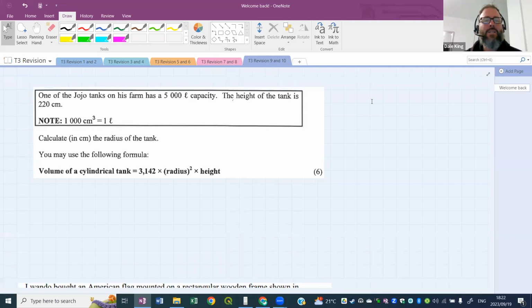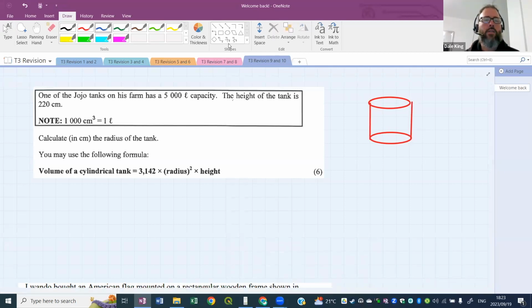Calculate in centimeters the radius of the tank. You may use the following formula. Now, let's do this. All right, let's draw us a little tank. So we're drawing a little JoJo tank here. All right, so there's our JoJo tank.